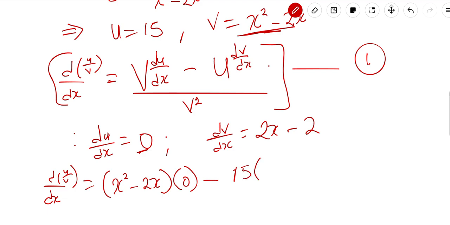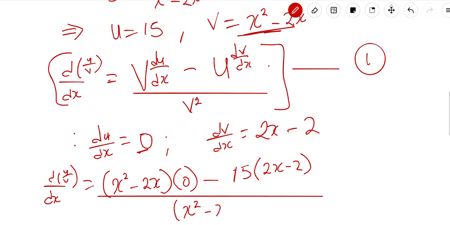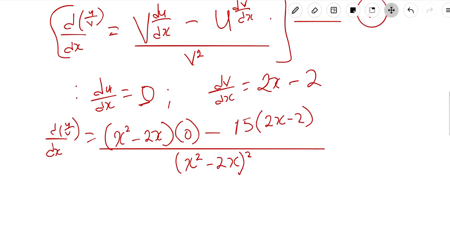Multiplied by what's the value of the v over the x? That's 2x minus 2, divided by v squared. And what's our v? Our v is x squared minus 2x all to the power of 2. You can call this equation 2.